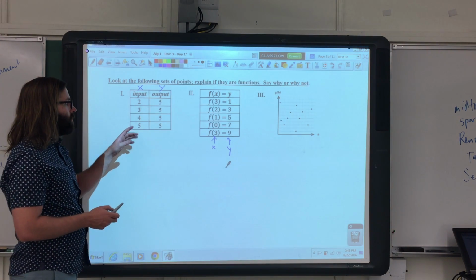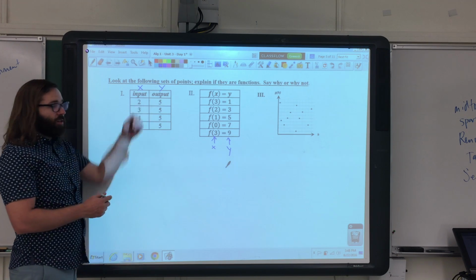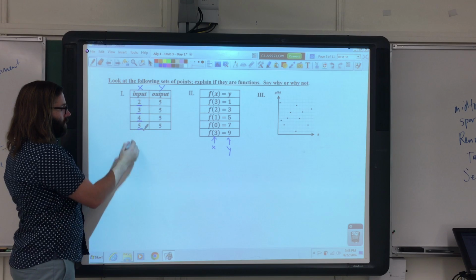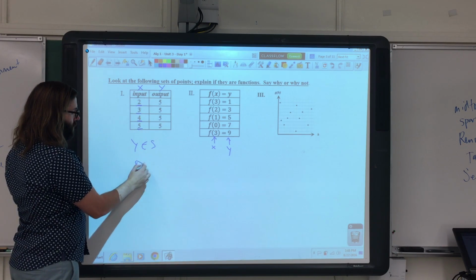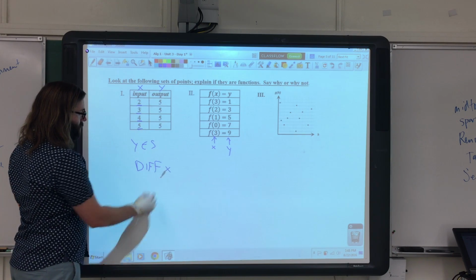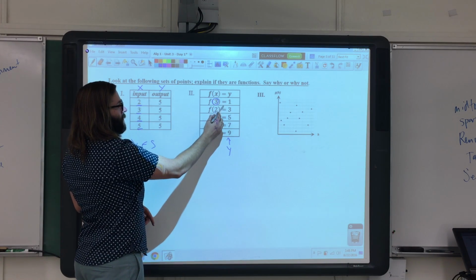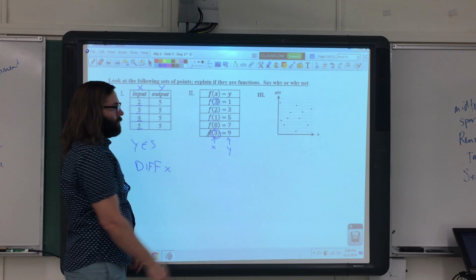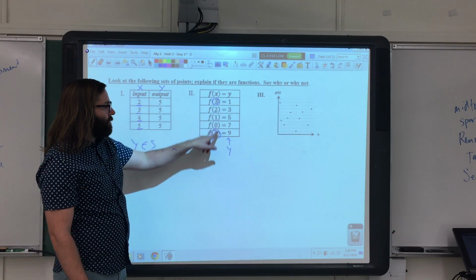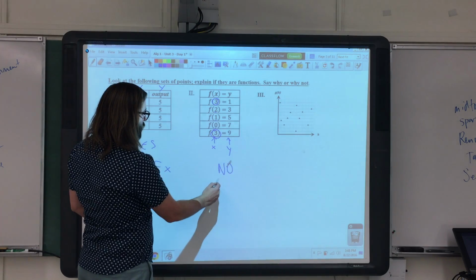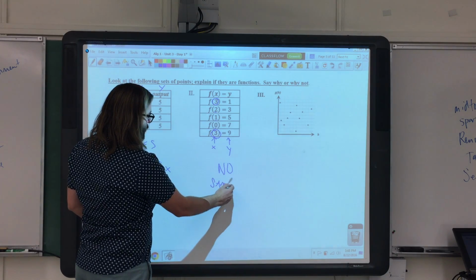Okay, so let's look at these. If it's a function, we have to have different x's. Different, different, different, different. Yes, this has different x's. Let's look over here. We have a 3, that's different, different, different. Oh boy. We have same x's, which means it is no. Same x.